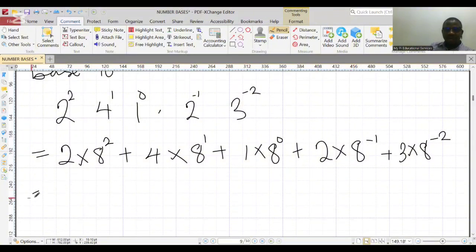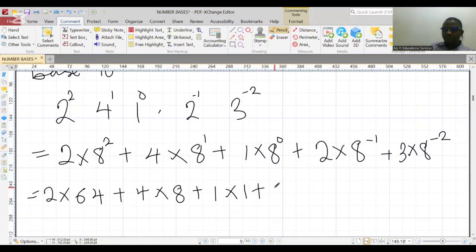So next, we have 2 multiplied by 8 squared, which is 64, plus 4 multiplied by 8 to the power of 1, which is 8, plus 1 multiplied by 8 to the power of 0, which is 1, plus 2 multiplied by 8 to the power of -1, which will give you 1 out of 8. Then plus 3 multiplied by 1 out of 8 squared.